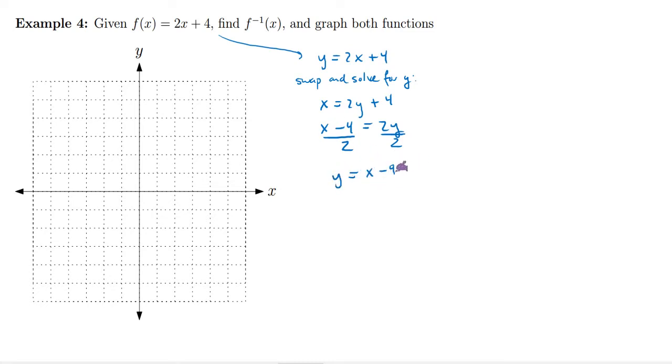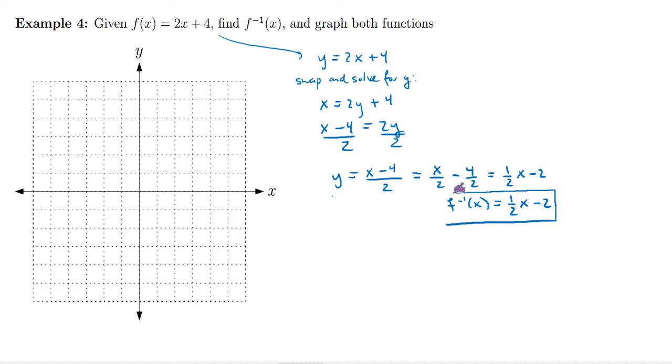Whoops, that 4 always looks like a 9 if you write it too quickly. And then that's x over 2 minus 4 over 2, which is 1/2 x minus 2. And this is the inverse. So the inverse is equal to 1/2 x minus 2. The only reason I simplified it a little bit was to show you that it's also a linear function, right? The original one is a linear function, y equals mx plus b. There's your slope, there's your intercept, and over here we get another linear function. So let's graph these.